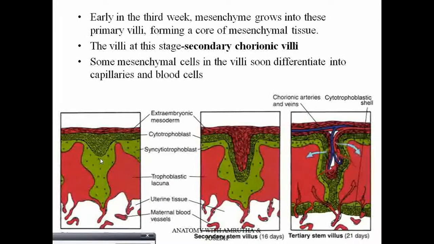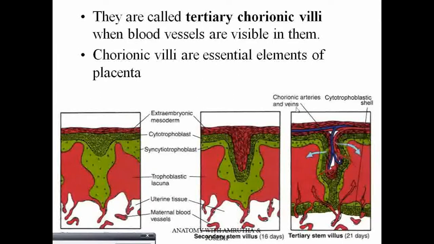As you can see, this is the syncytiotrophoblast and cytotrophoblast invaginate into syncytiotrophoblast, forming the primary chorionic villi. Then the extra embryonic mesoderm enters, forming secondary chorionic villi. Blood vessels are differentiating, and that forms the tertiary chorionic villi. Okay. Now they are called the tertiary chorionic villi when blood vessels are visible in them. The chorionic villi are the essential elements of placenta. So what we have seen here is the formation of the placenta, the tertiary villi, the chorionic villi of the placenta.